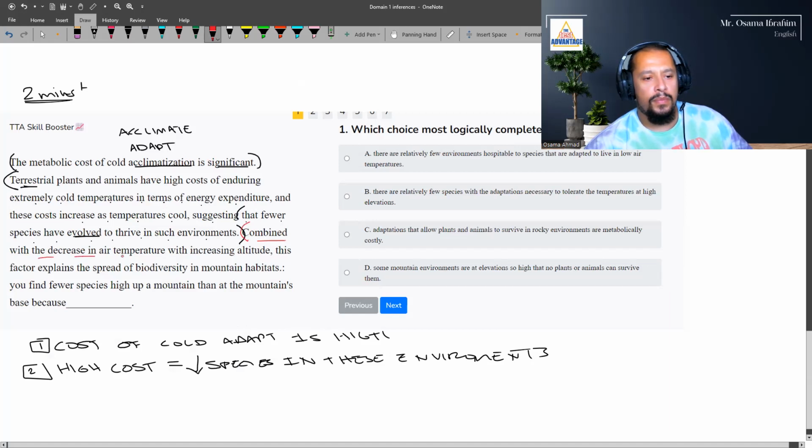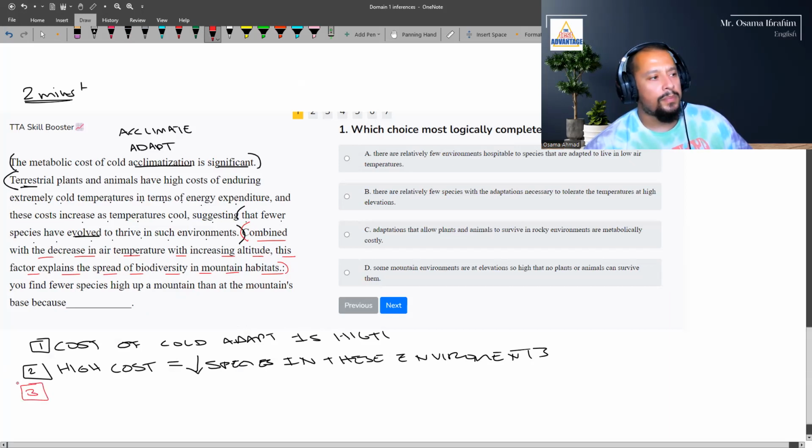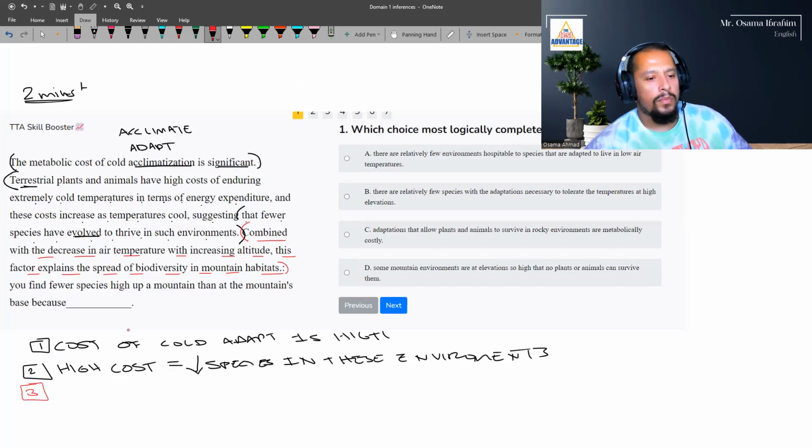Combined with the decrease in air temperatures with increasing altitude, this factor explains the spread of biodiversity in mountain habitats. Okay. What does the third idea tell us? That there's a spread of biodiversity in mountain habitats. So we can say mountains have less biodiversity, right? Now, let's look at the last idea.